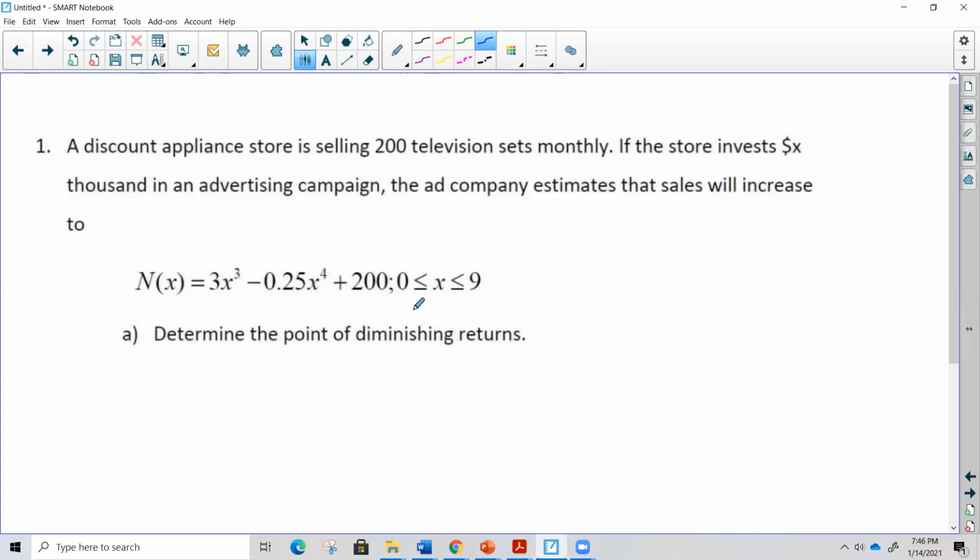And they usually give me a domain for these problems. So I'm only looking at x values between 0 and 9. And they also include 0 and 9.